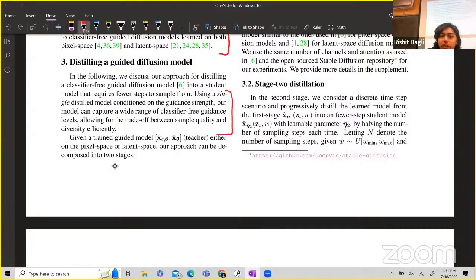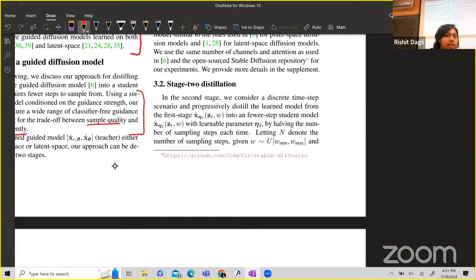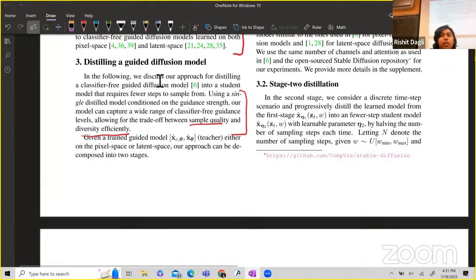They can capture a wide range of classifier-free guidance levels, allowing for the trade-offs between sample quality and diversity efficiently. I guess that's nice to integrate in it because one of the main things, I don't know if you remember, with why classifier-free diffusion guidance was introduced was that before it, what we used to do was make it conditioned on some kind of classifier, we would essentially have this adversarial something, injecting adversarial examples, and then the model just becomes accustomed to not taking into account those adversarial examples, and that wasn't really a nice way to approach this.